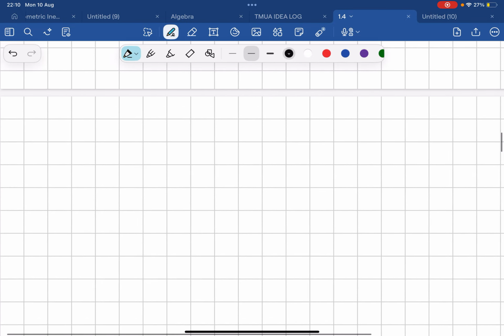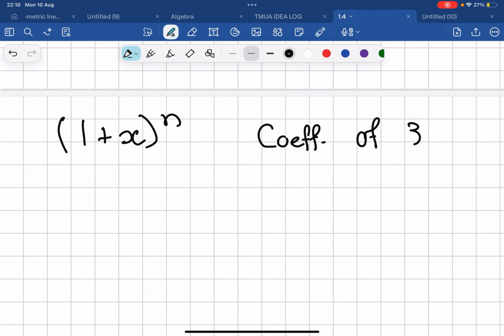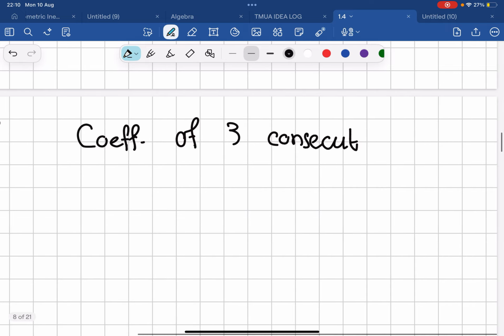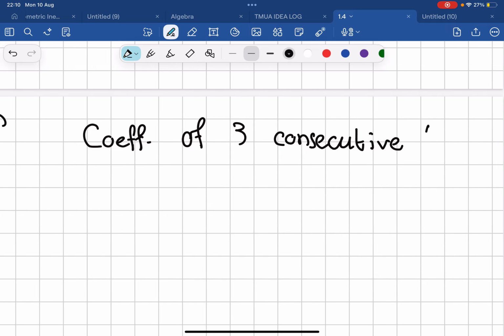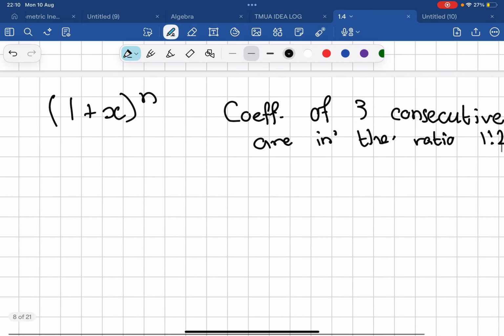We've got, in the expansion of (1 plus x) to the n, coefficients of 3 consecutive terms are in the ratio 1 to 2 to 3. Now, what we need to do is find the value of n.